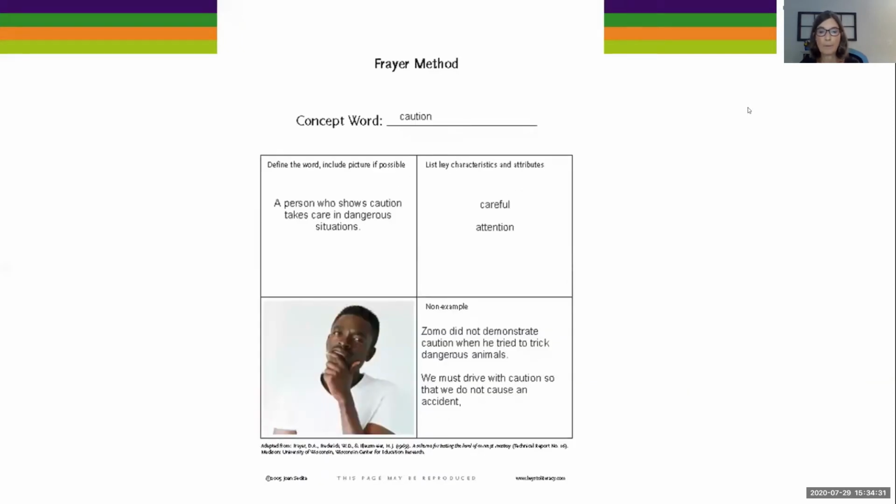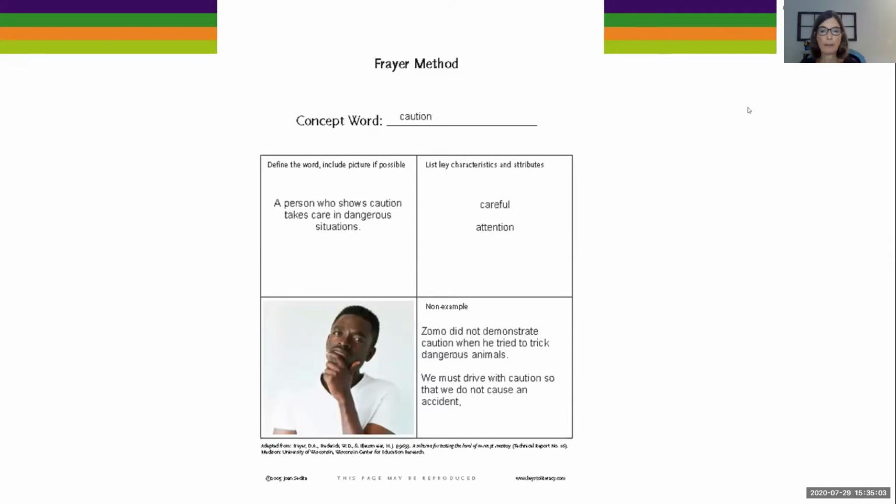So when I have my Frayer map, I actually cross off non-example and put sentence, because I'm trying to use the other format of the other vocabulary card that I do, but it doesn't always translate over when we're trying to do these presentations. But for my language impaired kids, I'm trying to get them to get the basic example right now. But for a second lesson, you could do the non-example. That would be great. Caution: a person who shows caution takes care in dangerous situations.